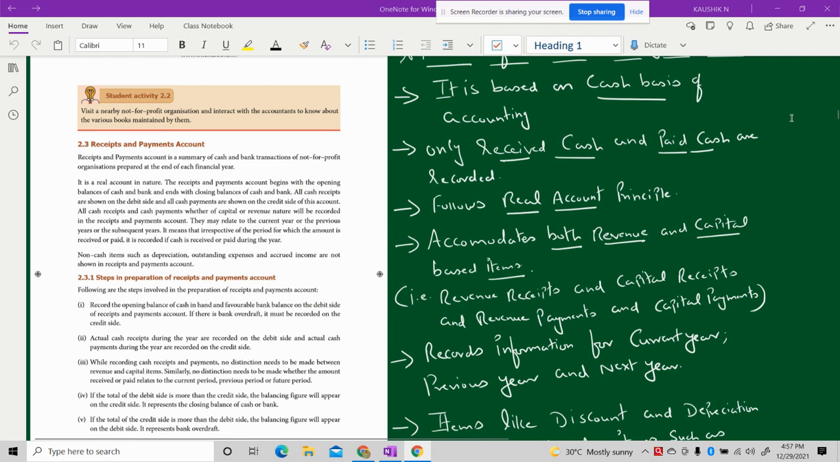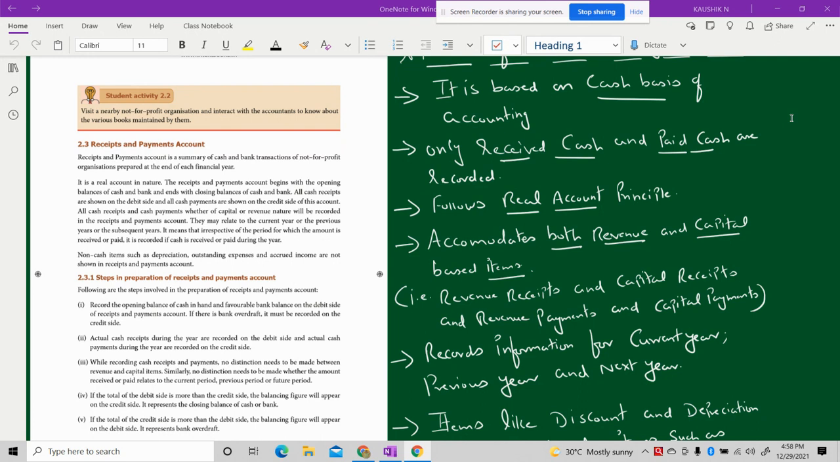According to this, only the cash which we have received or the cash which we have paid are supposed to be recorded. So any cash which happens to be payable or receivable is not supposed to be recorded in these books. So it follows a real account principle. According to this principle, we will show the receipts on the debit side and all the payments on the credit side. I repeat it, receipts and payment account is purely based on cash basis of accounting, point number one.